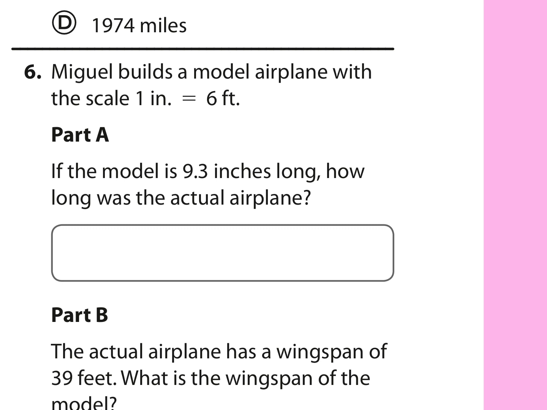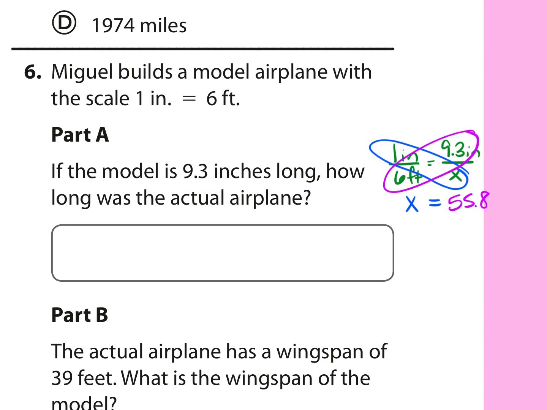Number 6, Miguel builds a model airplane with the scale 1 inch is equal to 6 feet. If the model is 9.3 inches long, how long was the actual plane? So I'm going to use that scale and say 1 inch is equal to 6 feet. And that is equal to 9.3 inches is equal to x feet, the actual length. So I'm just going to cross multiply and say, okay, 1 inch times x is easy. That's just x. And then 6 times 9.3 is 55.8. So we get 55.8 feet.